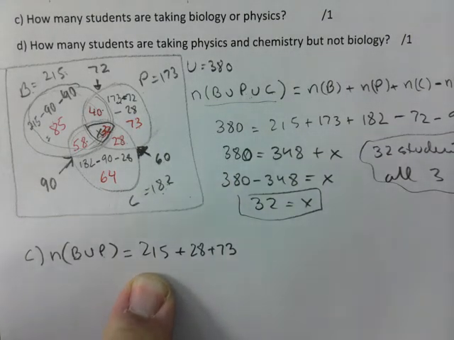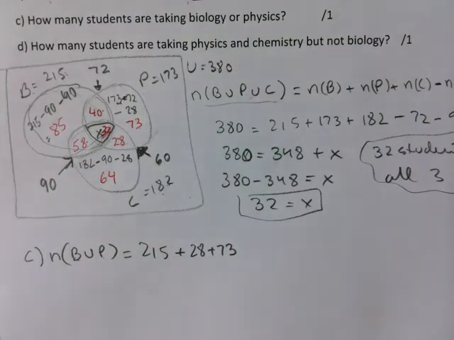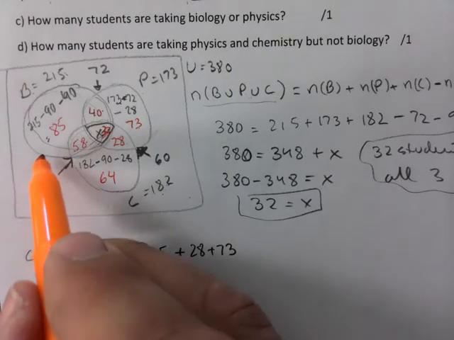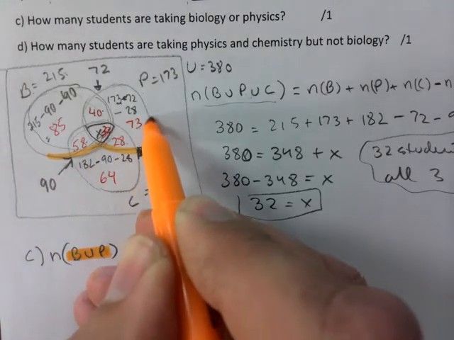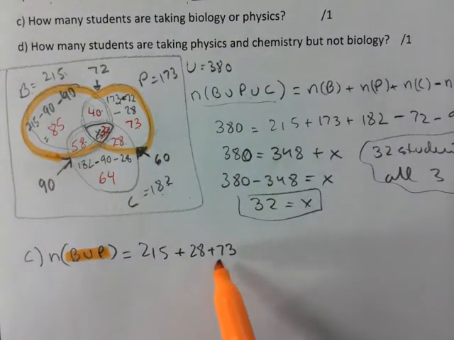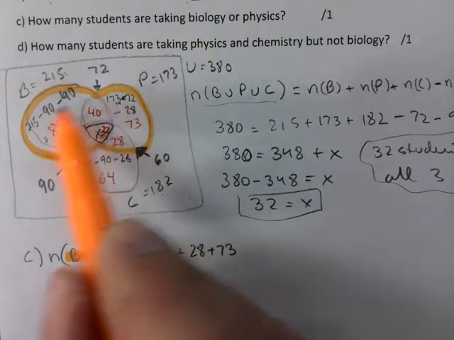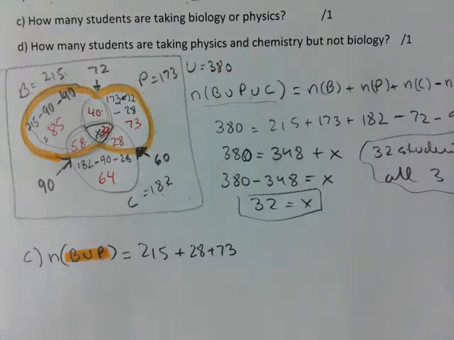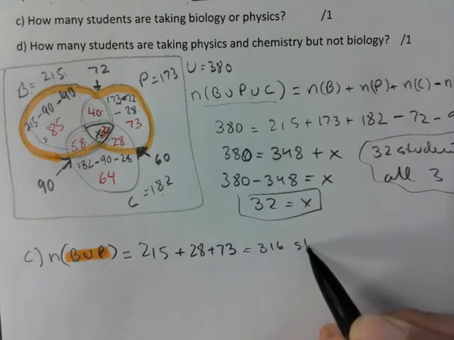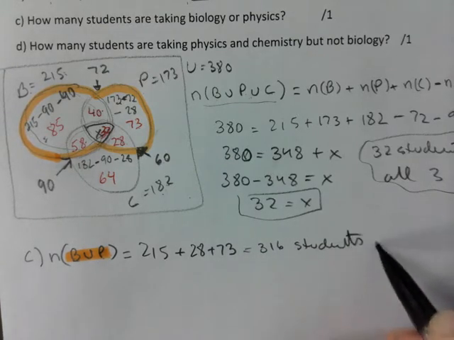let me just make sure you understand what happens there. This union is now asking for that. Okay, that's what you're finding. So you're essentially adding up everything that's inside the highlighted zone. Okay, and so that adds up to, C is 316 students are taking either one.